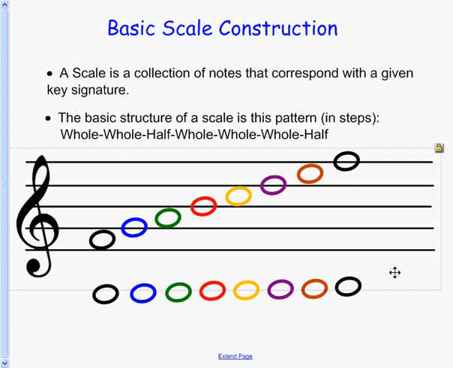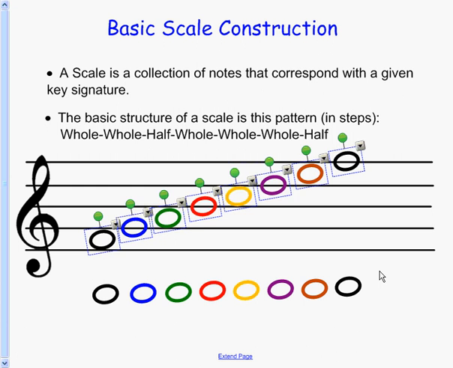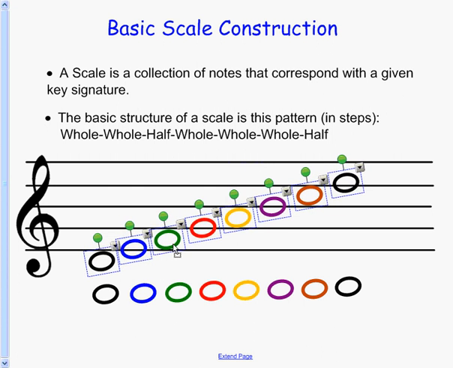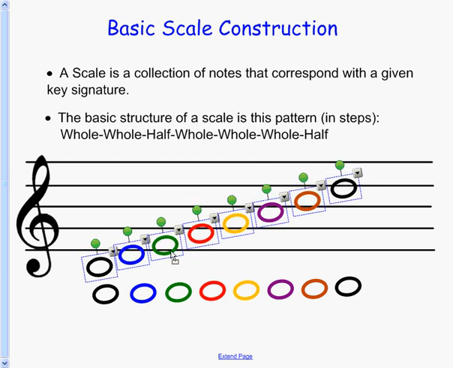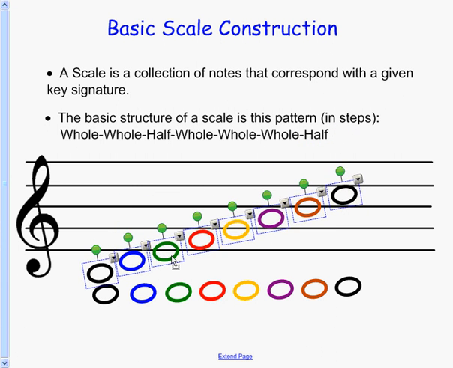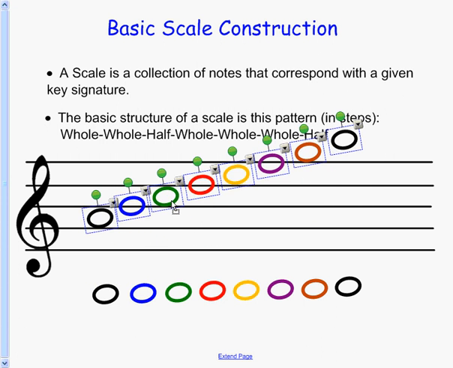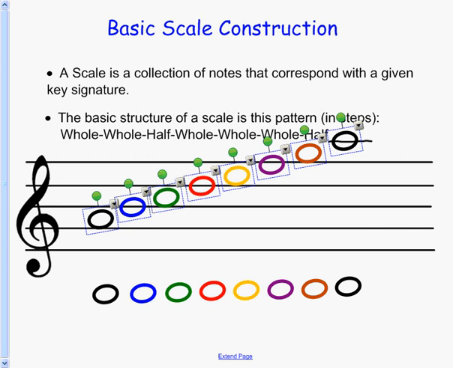And this scale can be moved pretty much anywhere you want. It can move down here, but it still stays the same structure. Even if you drop down below, you just add the ledger lines, or you go above, you add the ledger lines to help. So that is a basic scale construction.